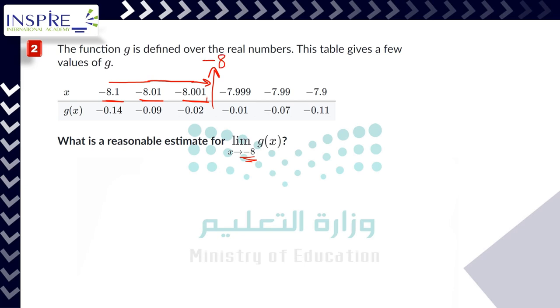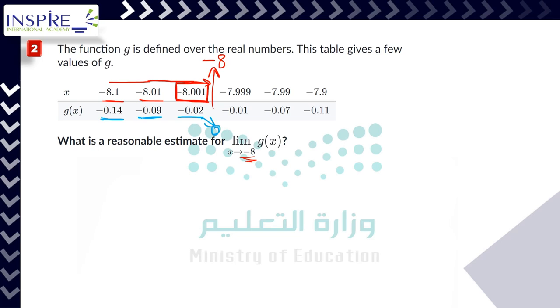Okay, and this number is the closest number to -8 from the left side. Left side means the numbers smaller than -8. And what is the value of the function approaching? This one is -0.14. It's very close to 0. And this one is -0.09. It's getting closer to 0. And this one is -0.02. So it's getting much closer to 0. So the value of the function is getting close to the number 0.